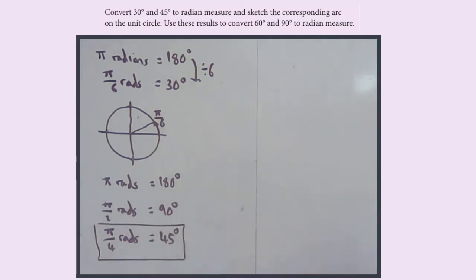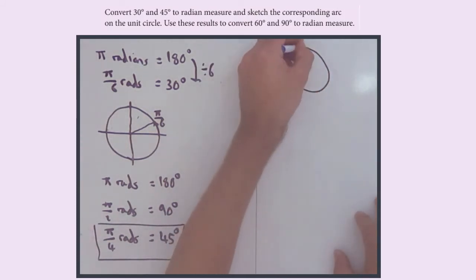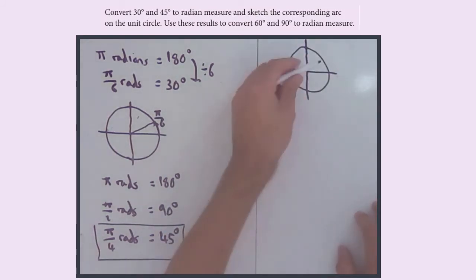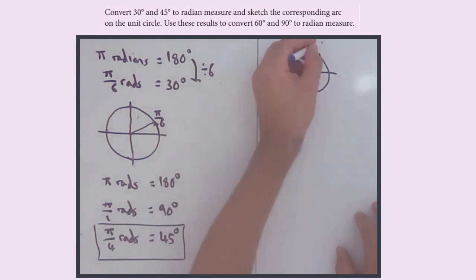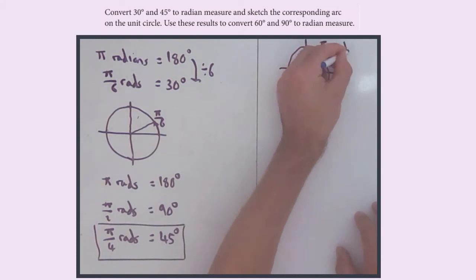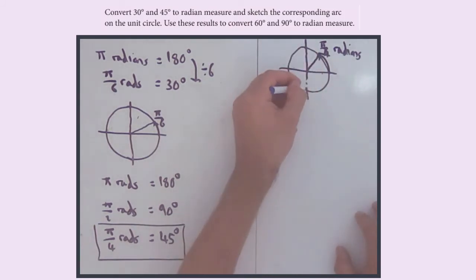So if we want to draw that on a circle, draw your circle. Just like that. I know that this is 90 degrees, 45 must be here. So this is pi by 4 radians. Remember, the pi by 4 is the angle, so it's that bit there.